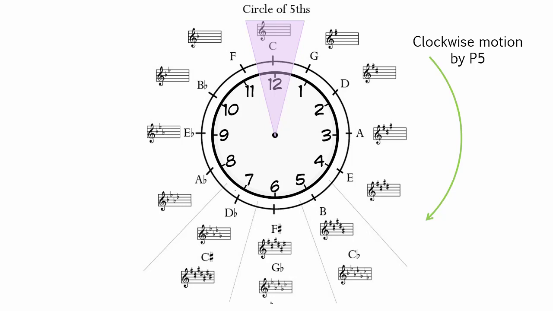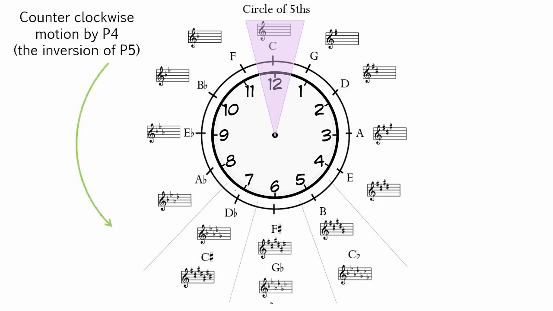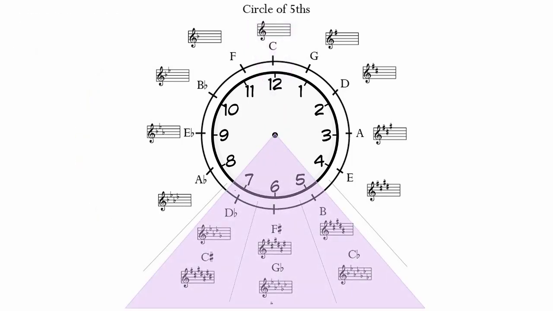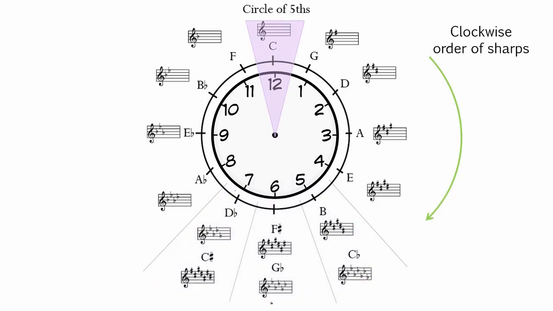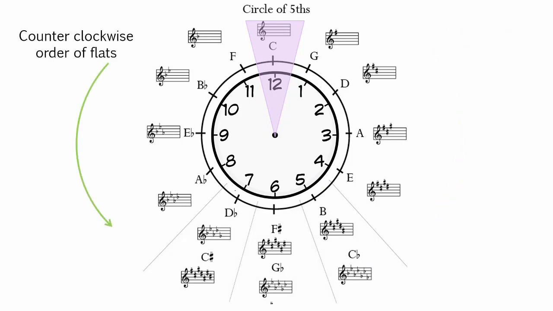If you move around the clock counterclockwise, the tonic of each key moves down by a perfect fourth. Note that at 5, 6, and 7 o'clock, there are 2 key signatures listed. These key signatures are enharmonic equivalents. They use the same pitches on the piano, but are notated differently on the staff. You can also see that if you move clockwise, you get the order of sharps, and if you move counterclockwise, you get the order of flats. In a future module, we'll add minor key signatures to the circle as well. This single diagram includes a lot of useful information.